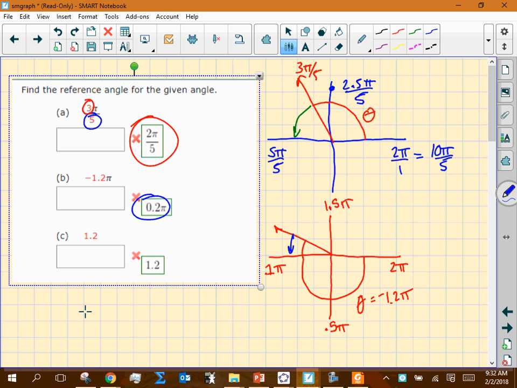Okay. If you're a person that says, I don't like the negatives, well, add 2 pi to that. What's that give me? 0.8 pi, right? So could I look at it as going 0.8 pi if this is 2 pi and this is 1 pi? Go 0.8. Does it terminate in the exact same spot? Yeah. Okay. 1.2 pi. Oh, sorry.